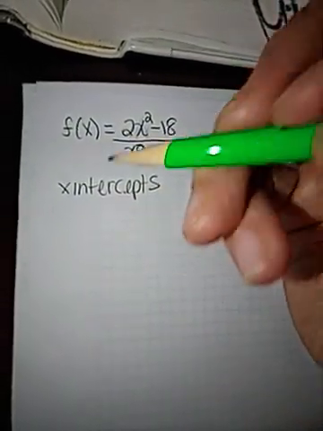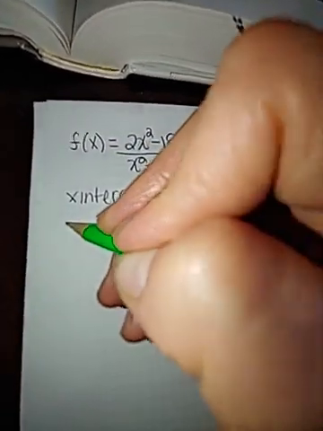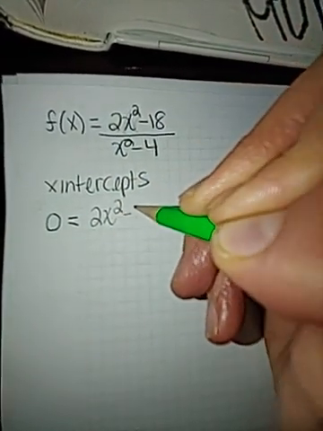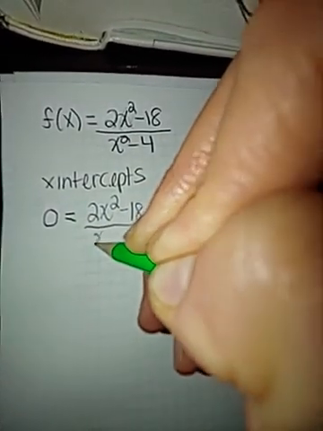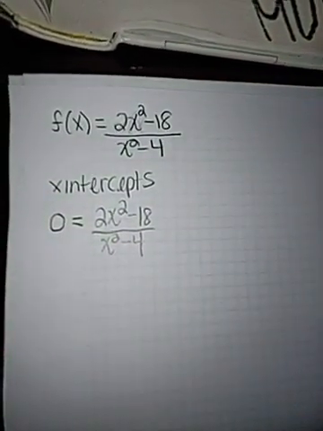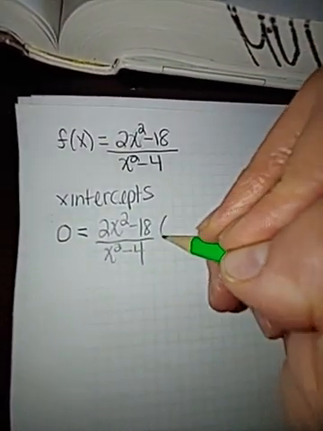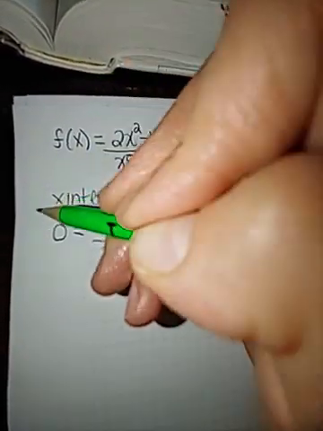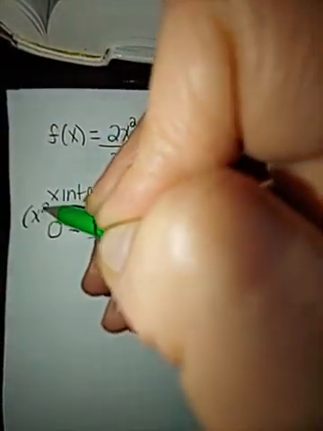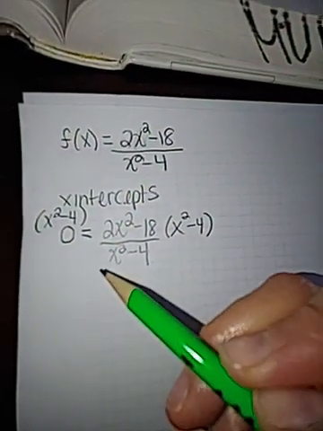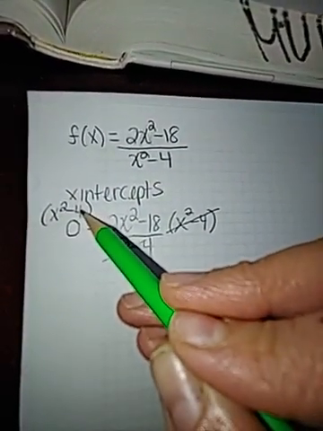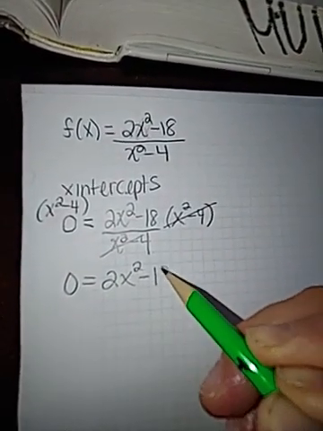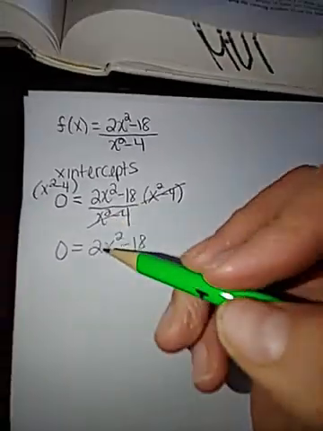To find the x-intercepts, we set the function equal to 0 because we're plugging 0 in for y. Now this looks a little scary to solve, but if you just multiply both sides by x squared minus 4, because that denominator there is what's making it a little hard to solve, this crosses off, and then 0 times x squared minus 4 is just 0. Okay, and now we have something that's easy to solve.